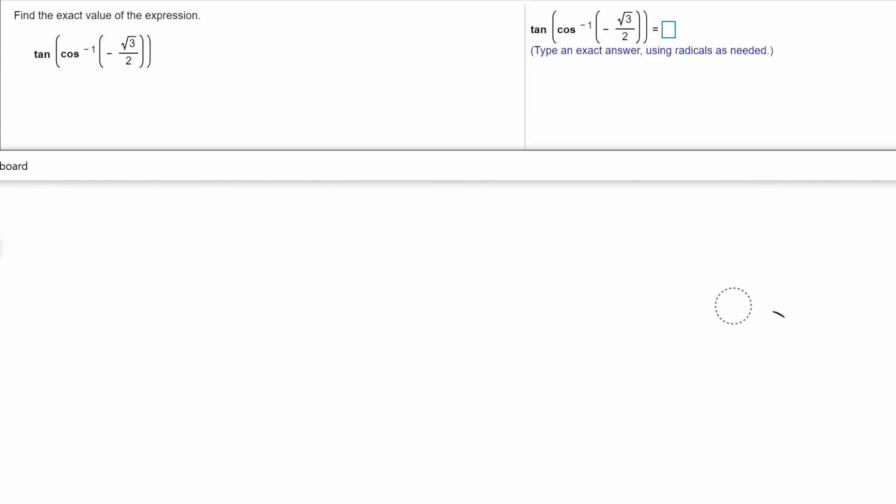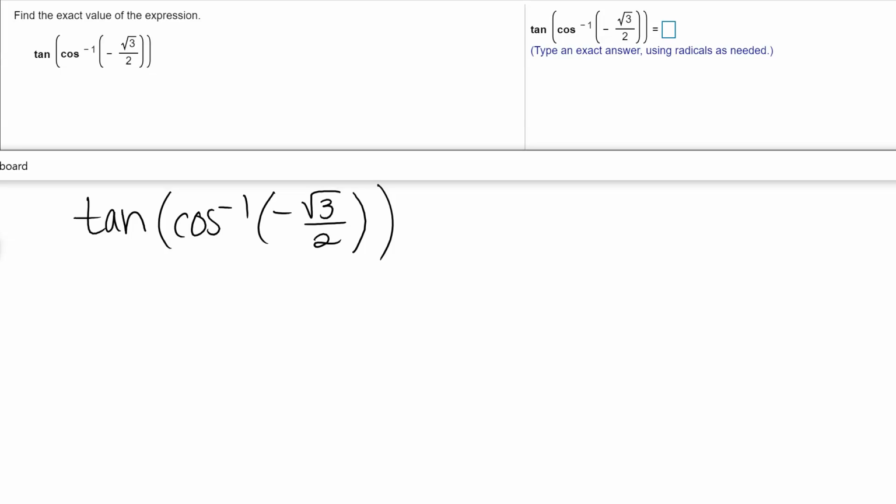Last one. What do I got? I got tangent. You guys did a good job on this one. I thought this one was kind of hard. So we have tangent of cosine inverse of a negative root 3 over 2. I guess you could have just plugged this in your calculator, but I like to think you didn't do that. I like to live in this fantasy world where you do math because you like it.